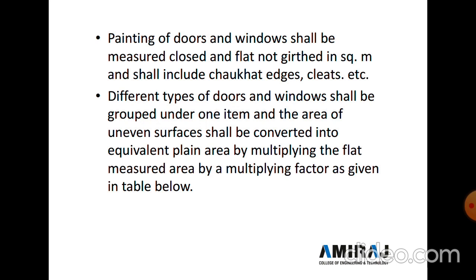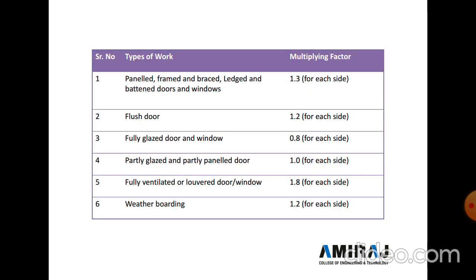Now painting of door and window shall be measured closed and flat, not girth, in square meters, and shall include the choked edges and cleats, etc. Different types of door and window shall be grouped under one item, and the area of uneven surface shall be converted into equivalent plane area by multiplying the flat measured area by the multiplying factor given in the below table. So here another table is given, with types of work and multiplying factor.